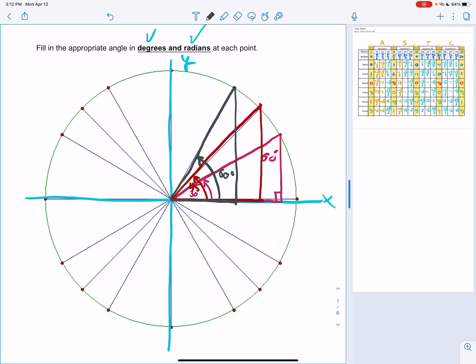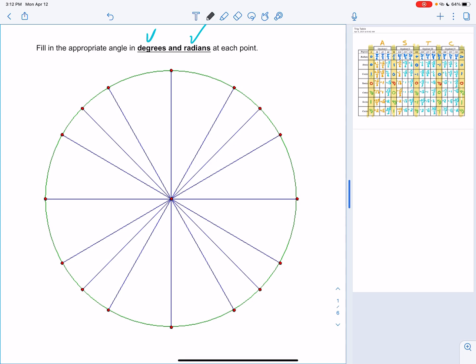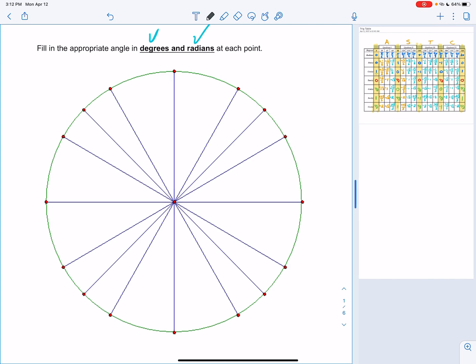So the first thing you want to do is be able to identify the angles in degrees and radians. You want to go in this particular order. So right now, what you want to do is put your pencil or pen down. You don't want to do this while I'm doing it. So here we go. We're not writing anything down. Press play when you're ready.